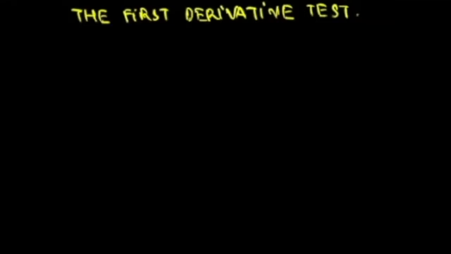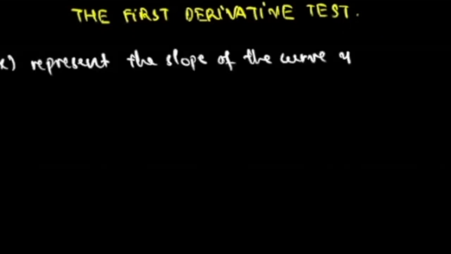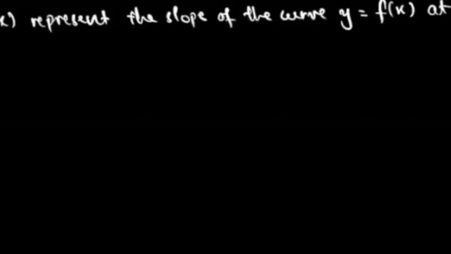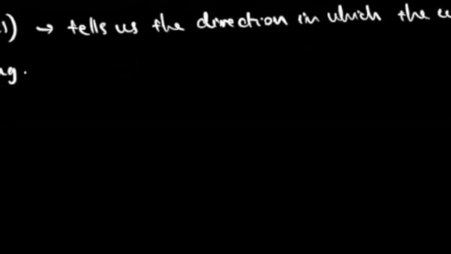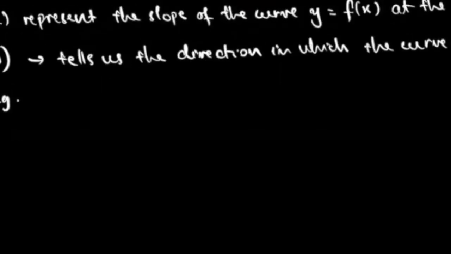So the first derivative test. You learned earlier, when you first looked at the derivative of functions, that f prime of x represents the slope of the curve y equals f of x at the points x comma f of x. The slope tells us the direction in which the curve is moving. And we looked at this particular information earlier.